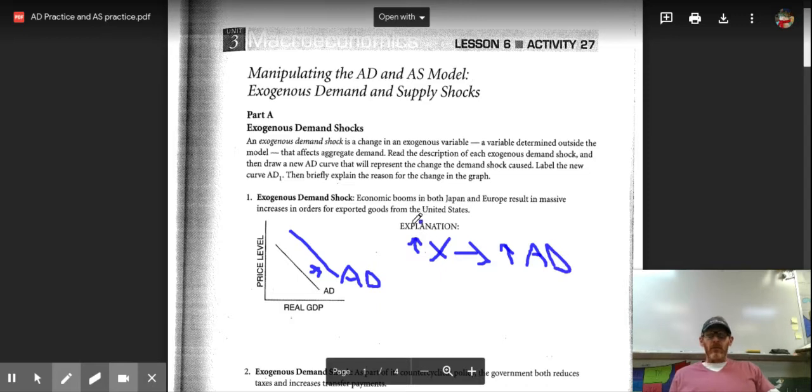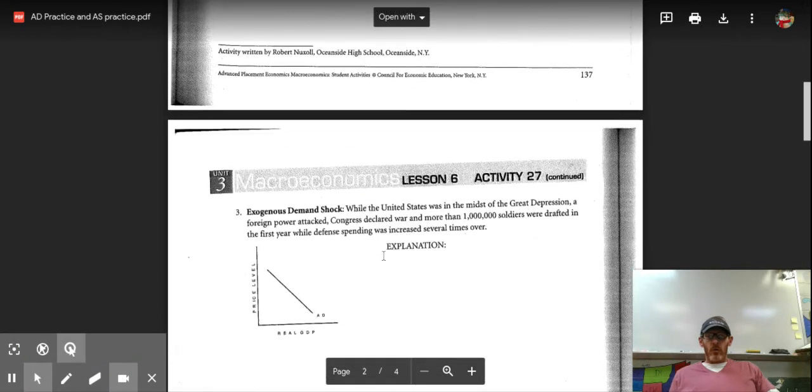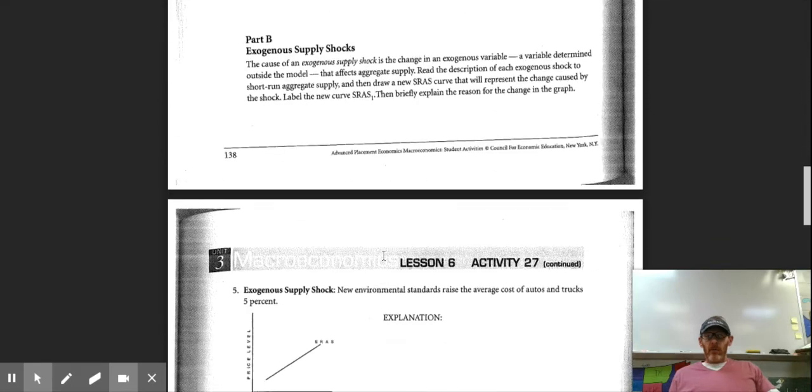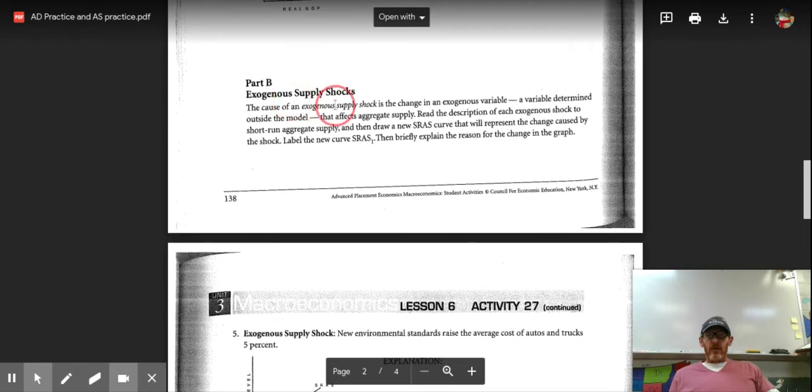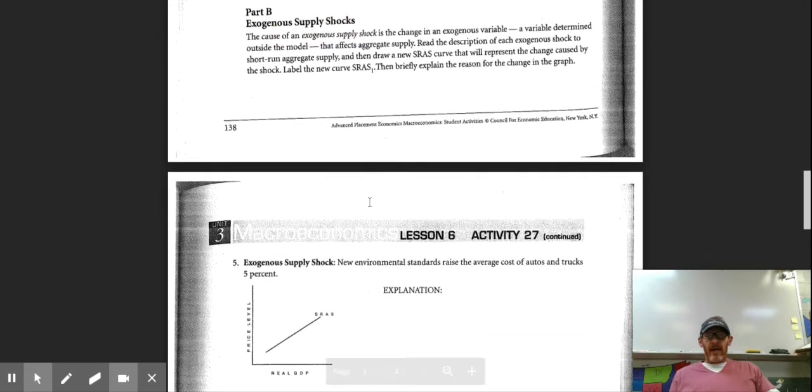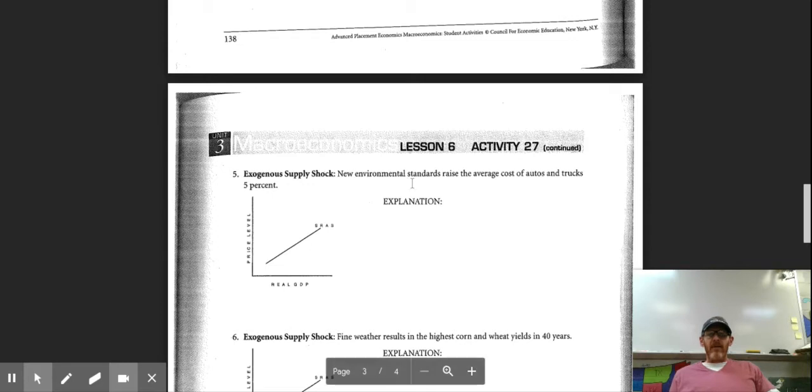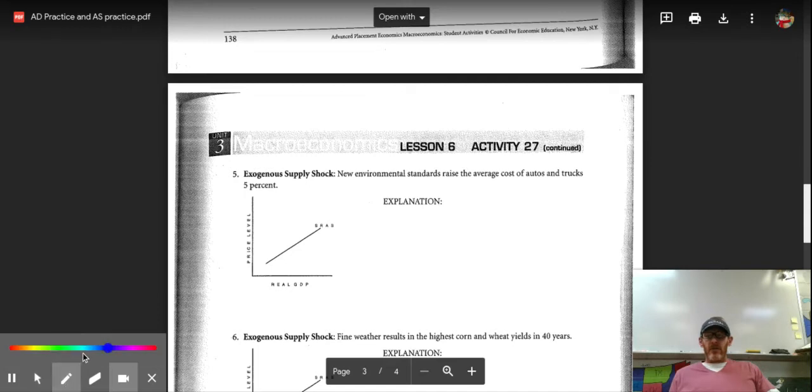If you scroll down to part B, then you'll see they want to do supply shocks. So you can see we're looking at supply shocks. What happens, for example, if we have new environmental standards and it raises the cost of making trucks and cars? Well, we know that is going to slow down our supply of stuff. So we would have our new aggregate supply curve look like this, right? With our arrow looking like this.